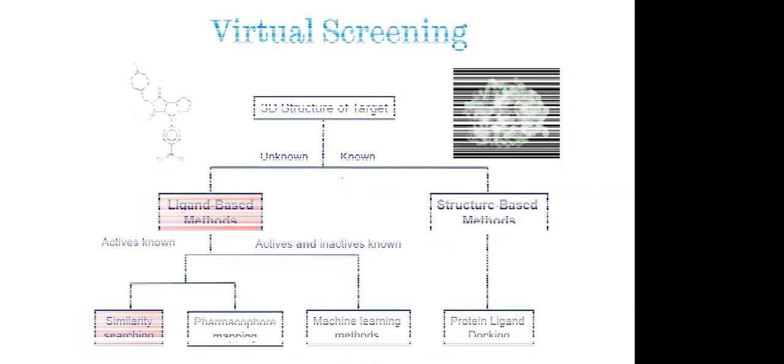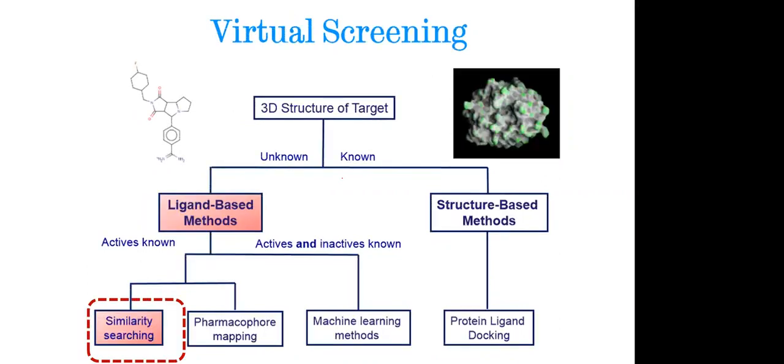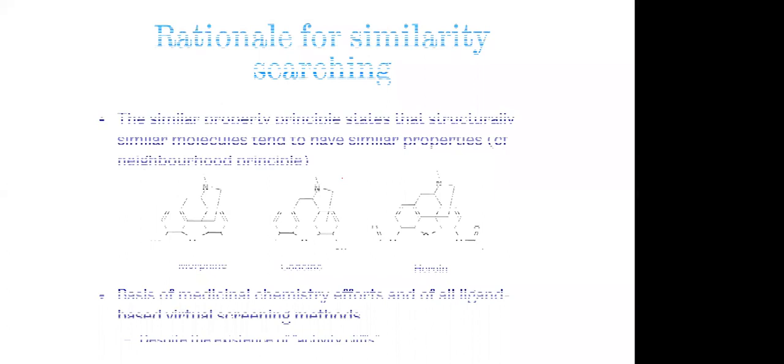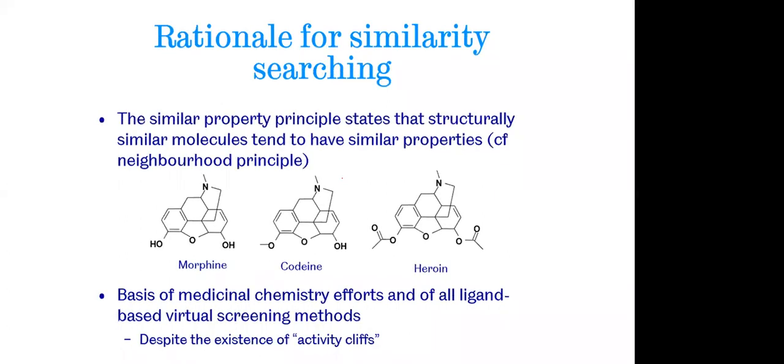Okay, we'll go with the similarity searching method. Rationale for the similarity search: in this, you can see the three compounds I have displayed here. One is morphine, one is codeine, one is heroin. All are biologically active compounds, and they are chemically active compounds also.